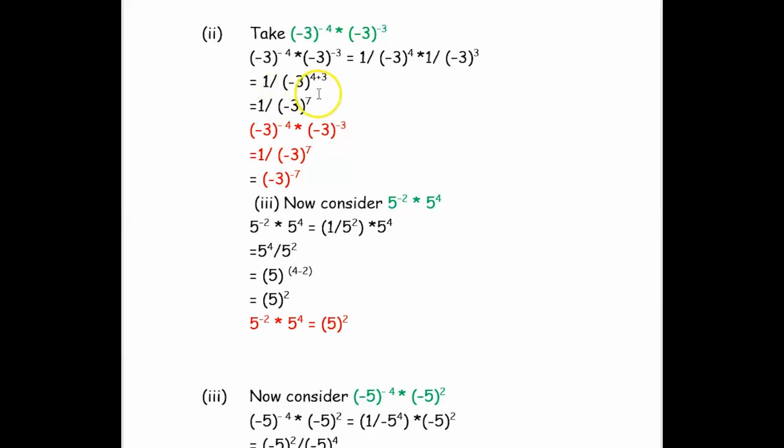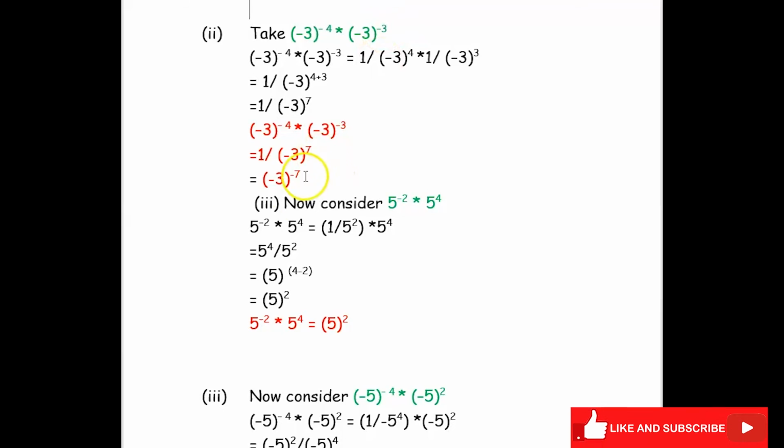So 1 divided by negative 3 raised to the power of 4 plus 3. 4 plus 3 is 7. So 1 divided by negative 3 raised to the power of 7. Now here the 7 in the denominator is positive. If you take it to the numerator, it will be negative 3 raised to the power of negative 7. If you do it directly, the base is the same, negative 3, and you can add the powers directly. Negative 4 plus negative 3 is negative 7.